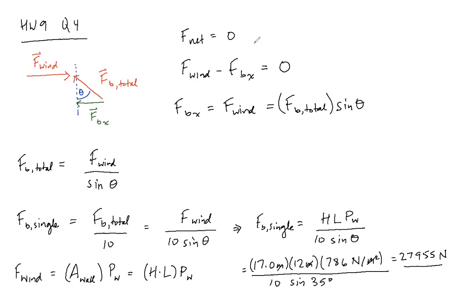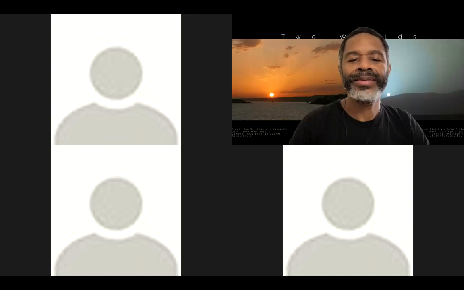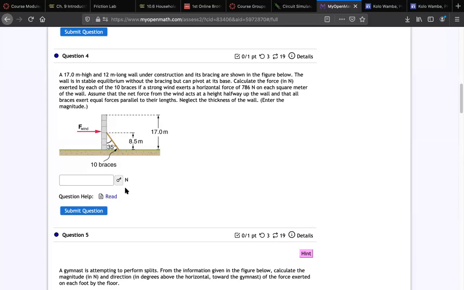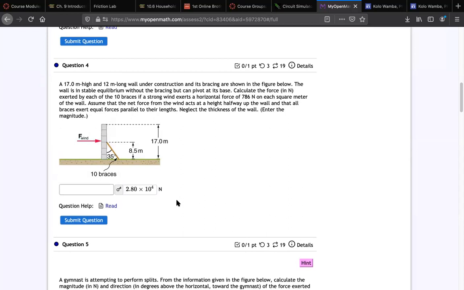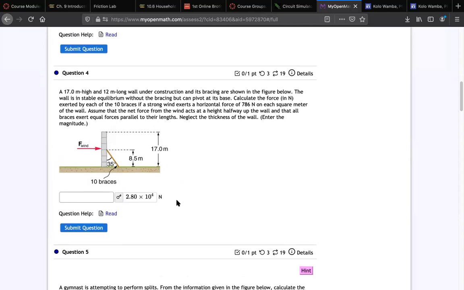So here, let's take a quick look at that. Okay, so you see what they do to three significant figures is they put 2.80 times 10 to the 4, which is what my answer rounds to. Okay. All right.